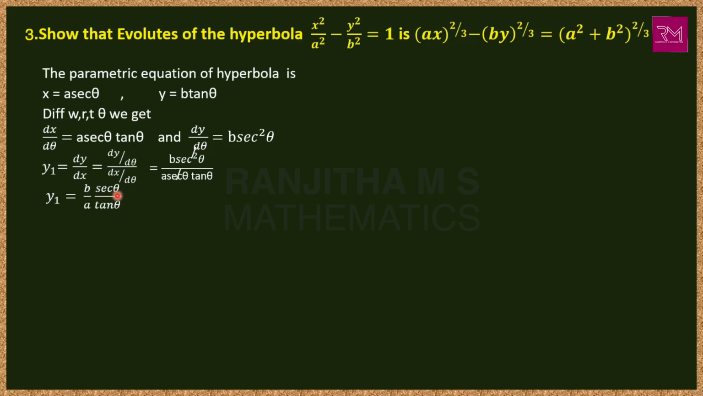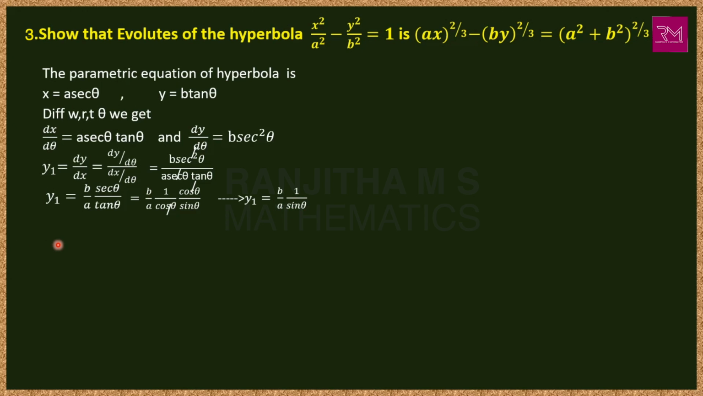Now we can simplify secant by tan theta as b by a into secant theta, we can write it as 1 by cos theta into tan theta, we can write it as sin theta by cos theta. Hence we get cos theta to the numerator and sin theta to the denominator. Now here cos theta gets cancelled. Hence we get y1 value as b by a into 1 by sin theta. This is our y1 value.